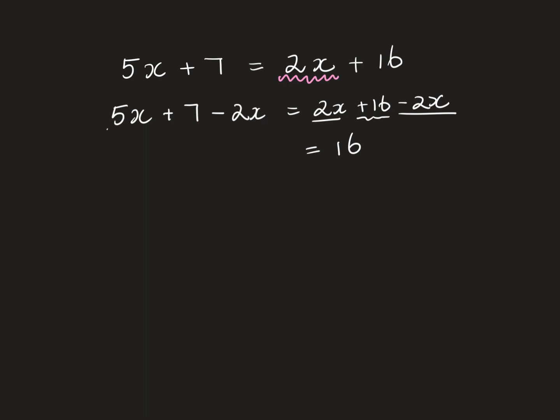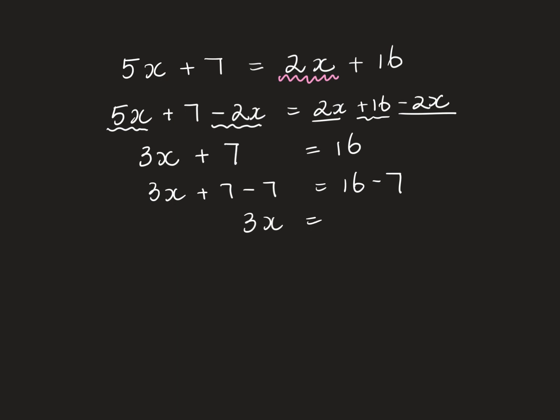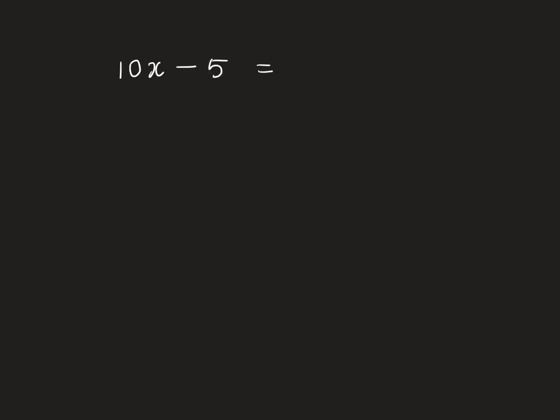Now, what have I got on the left? I've got 5x, take away 2x. 5 dogs, take away 2 dogs. 3 dogs, 5x, take away 2x, leaves me with 3x. Then from here, I can solve this like I always would. Like that. Can you work out how you should do this one?